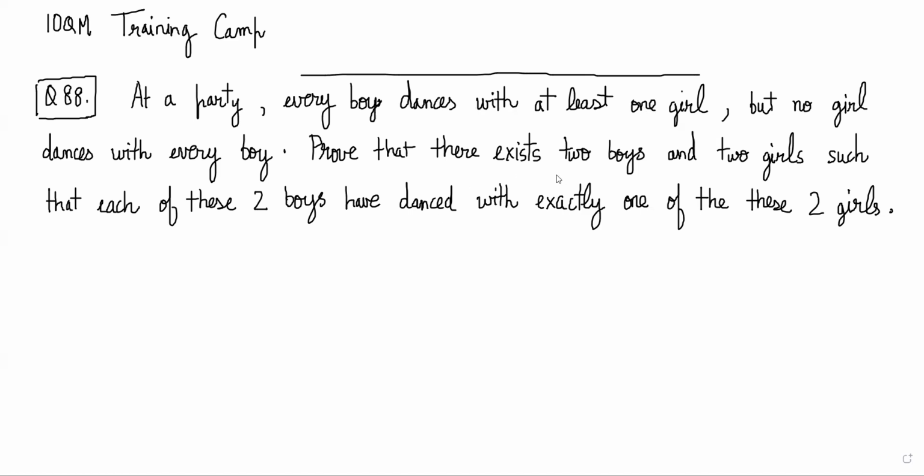And now there are two boys and two girls. We have to show that there are two boys and two girls such that each of the two boys has danced with exactly one of these two girls. So we want a situation like this. There are two boys A and C and two girls B and D. We want to show that A and B dance together, C and D dance together, but B does not dance with C and D does not dance with A.